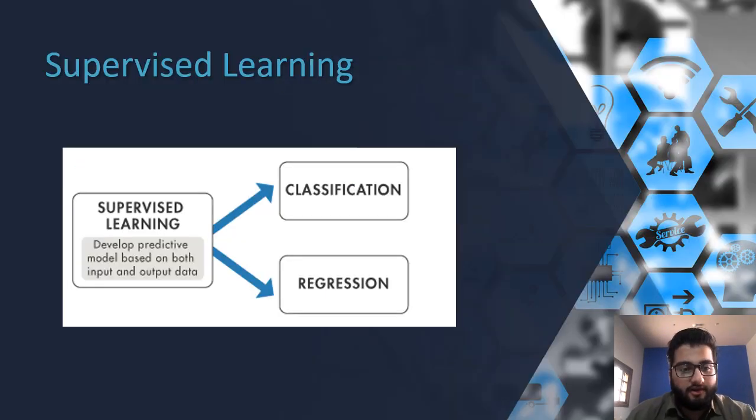Now, supervised learning is where you have input variables and output variables, and you can use an algorithm to learn the mapping function from the input to the output. In the second module, we really focused on the classification techniques of supervised learning.